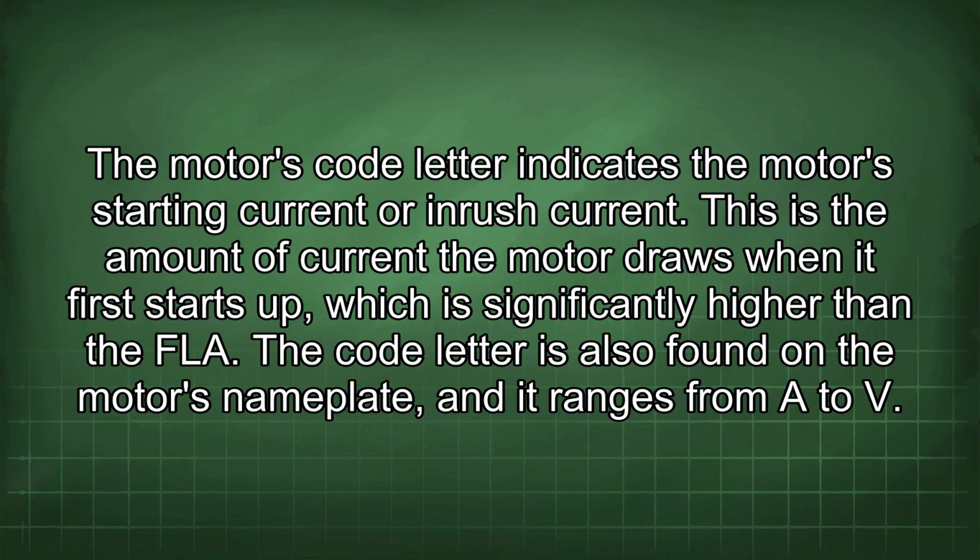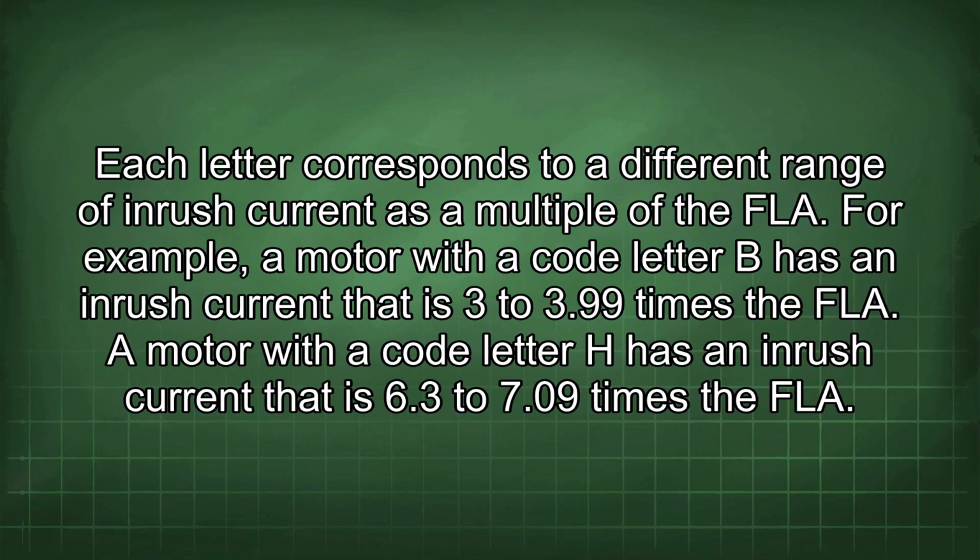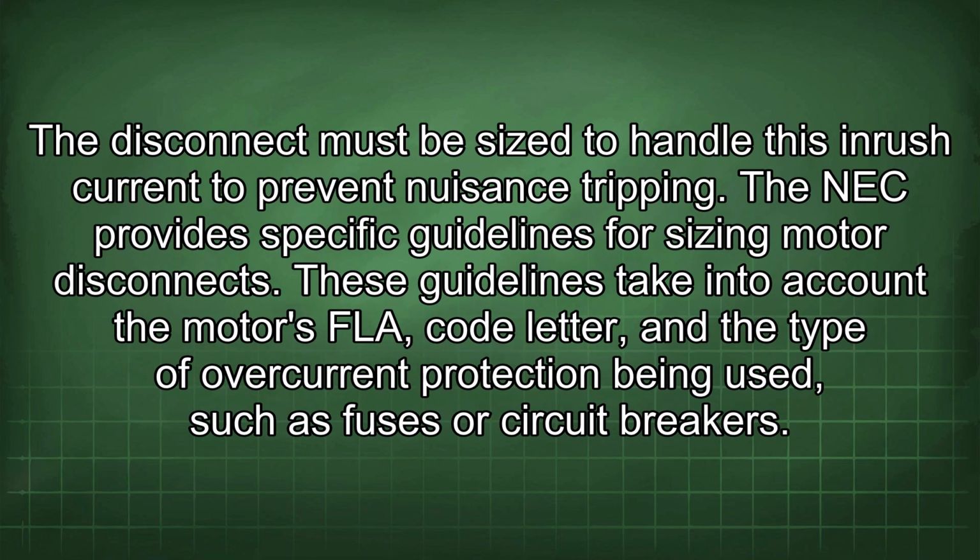This is the amount of current a motor draws when it first starts up, which is significantly higher than the FLA. The code letter is also found on the motor's nameplate, and it ranges from A to V. Each letter corresponds to a different range of inrush current as a multiple of the FLA. For example, a motor with a code letter B has an inrush current that is 3 to 3.99 times the FLA. A motor with a code letter H has an inrush current that is 6.3 to 7.9 times the FLA. The disconnect must be sized to handle this inrush current to prevent nuisance tripping.